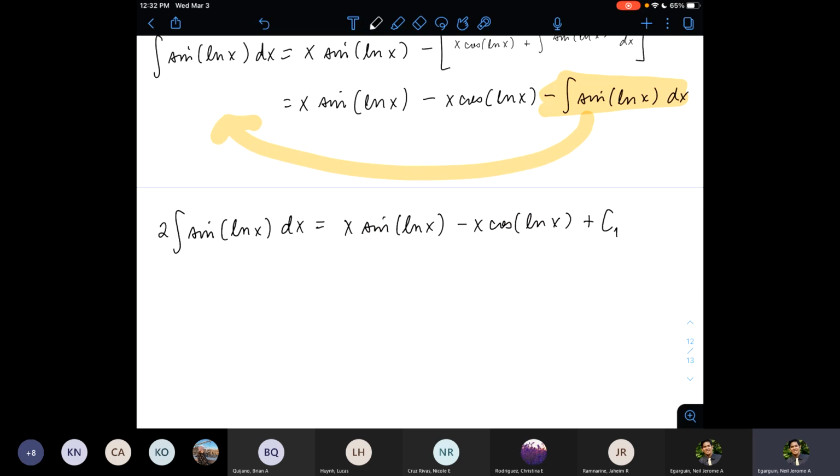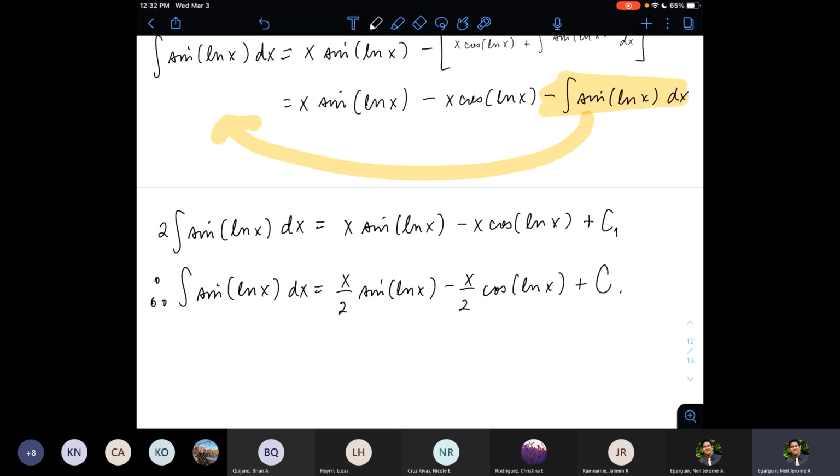And then now I'll divide both sides by 2 to get the value for the integral of sine ln x dx. So this would be x over 2 sine of ln x minus x over 2 cosine of ln x plus the arbitrary constant c, right? Where c can be thought of as c1 over 2, but c1 is a random constant, so c1 over 2 is a random number, and I'll just call it c.